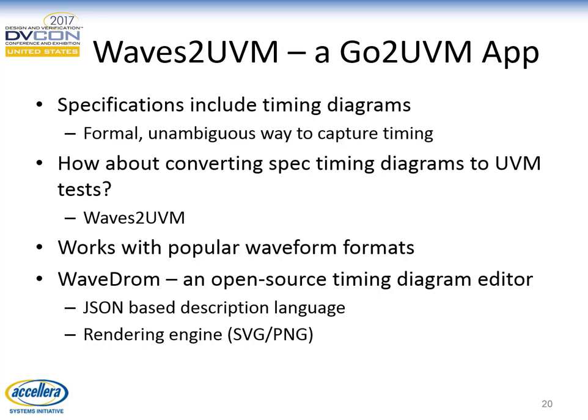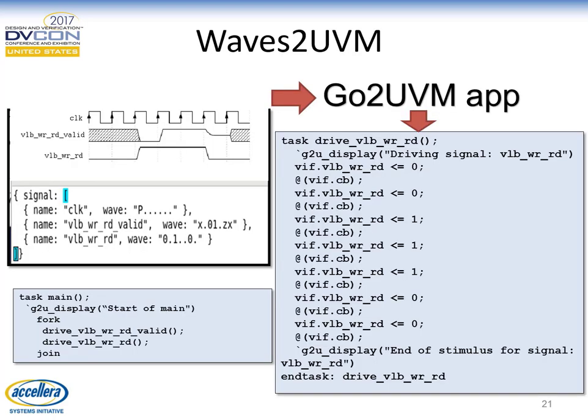It works with all popular waveform formats from different EDA vendors, but since it's an Accellera day and I'm asked not to mention any tool name, I used the open source one called WaveDrom. Some of you may not be familiar with it. It's not owned by me, it's by someone else. That's wavedrom.com. It's basically a JSON-based description language, and that renders an SVG or a PNG that you could annotate to your documents. Here is how it looks.